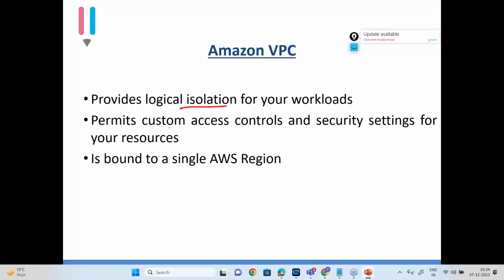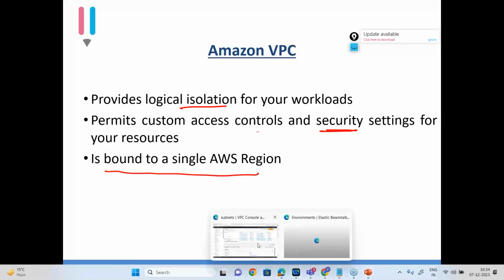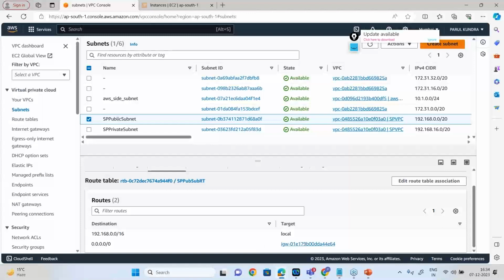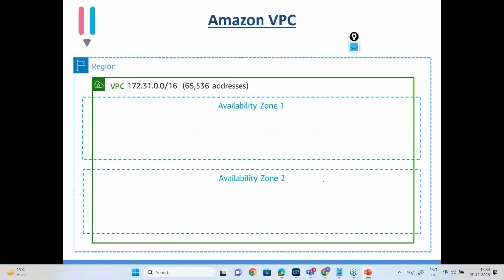It permits custom access control and security settings. And after a few minutes, I'm going to talk about security as well. And it is bound to a single region. Please make a note of it. A VPC can be created in a single region only. So I created the VPC in Mumbai, so it will be attached to a single region only. Fine. Now I explained that I created the VPC and chose a CIDR.